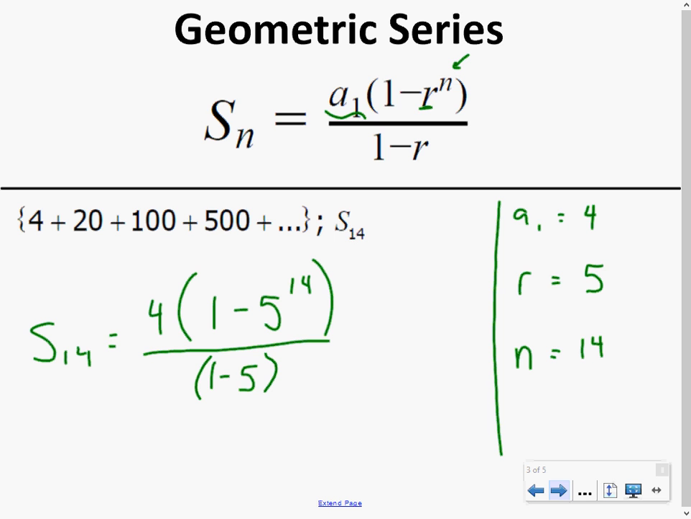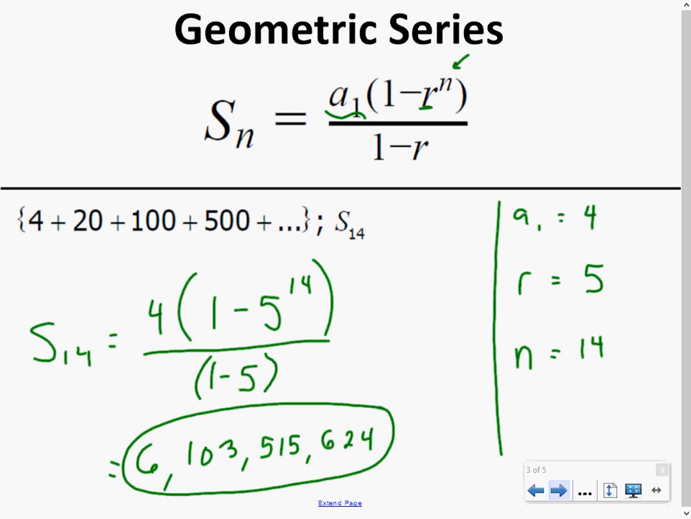Okay, so this calculation, if we actually plug it in and do it all correctly, that's the goal, is going to give us a massive, massive sum. If we sum up the first 14 terms in this sequence, the sum is going to be 6,103,515,624.